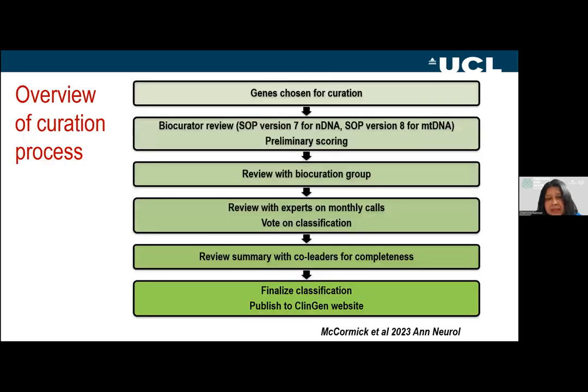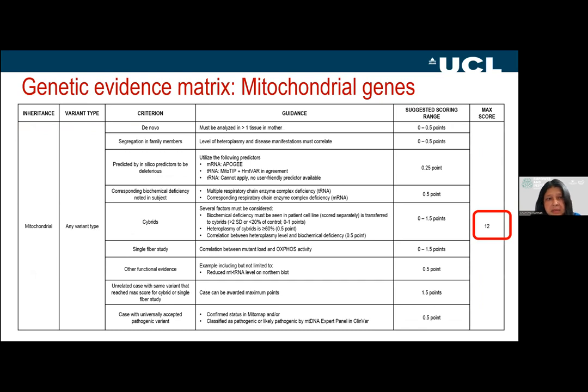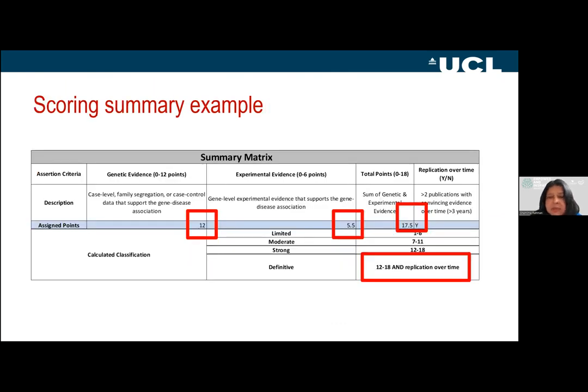And this is another cartoon just showing you more detail of the curation process. To go through 113 genes, it took us 4 years. This is the way we did it. We developed a matrix for assessing evidence at a genetic level for the nuclear genes, another one for assessing genetic level evidence for mitochondrial genes, and for each of the genetic evidences, the maximum was 12. And then we also developed a matrix for the experimental evidence associated with each of those genes with a maximum of 6. So the total maximum was 18 possible.